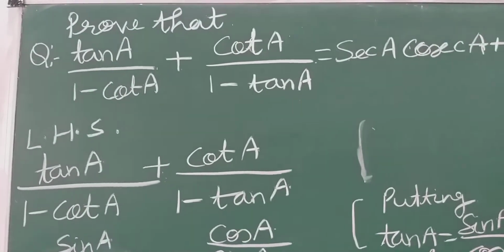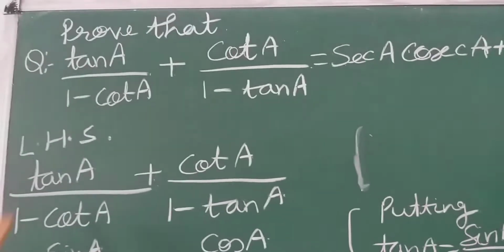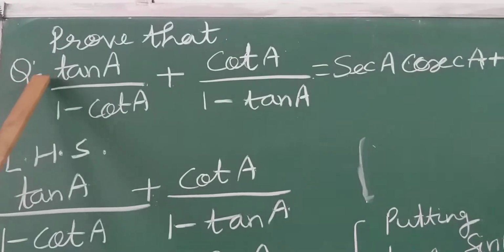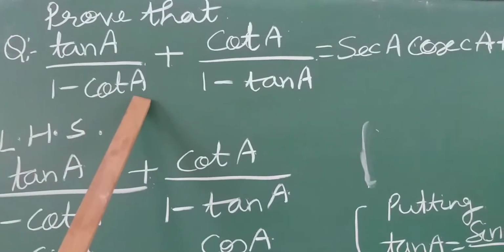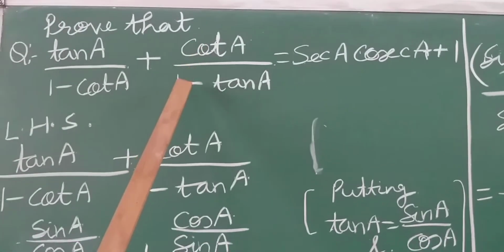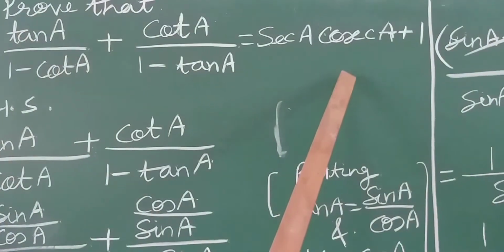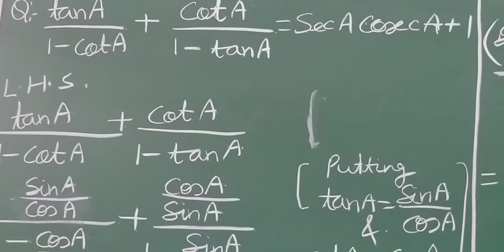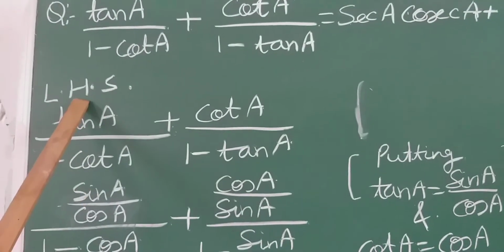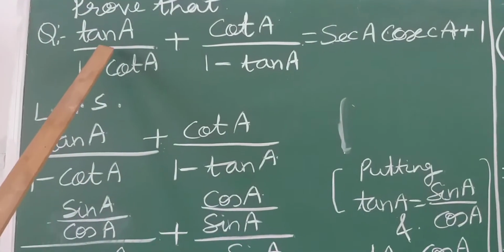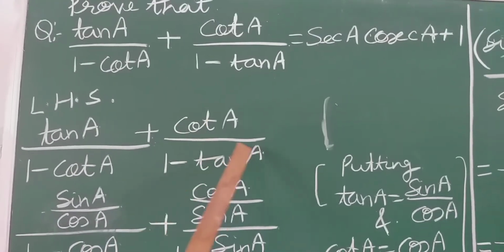Let us prove more trigonometric identities. So this is the first question. Prove that tan A upon 1 minus cot A plus cot A upon 1 minus tan A equal to sec A cosec A plus 1. So we are going to take LHS to prove it. Tan A upon 1 minus cot A plus cot A upon 1 minus tan A.